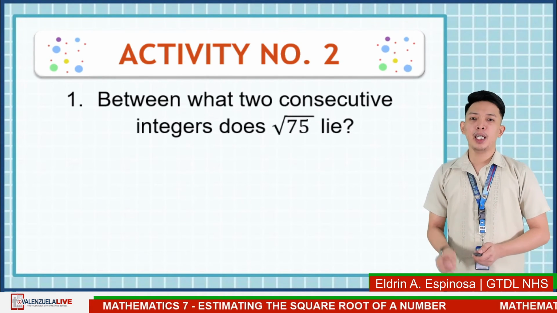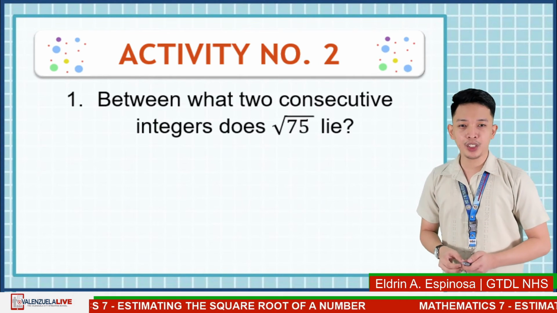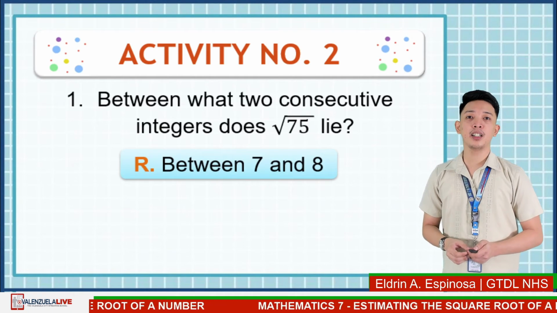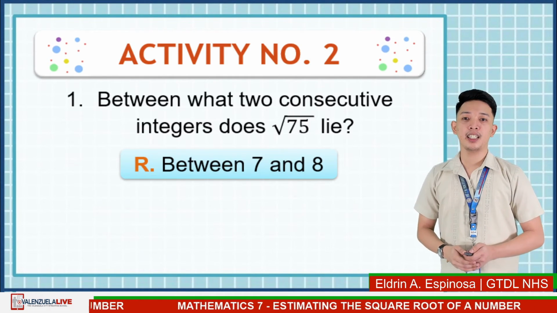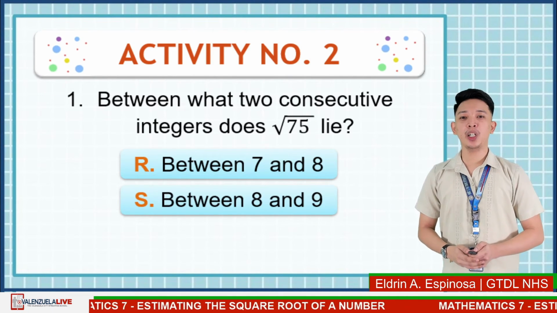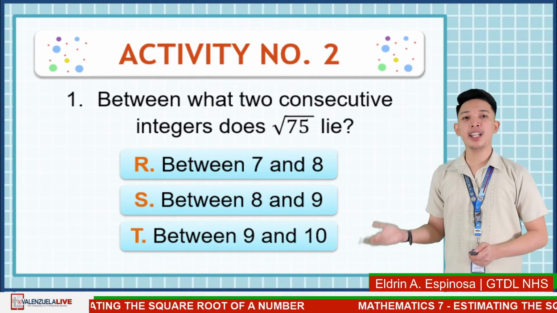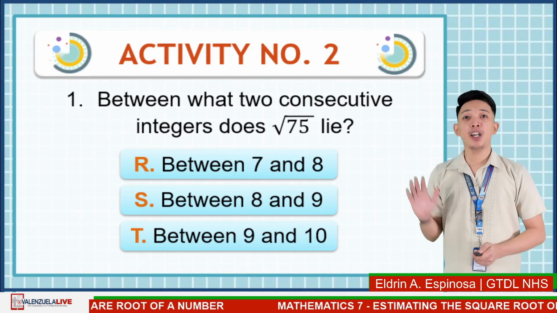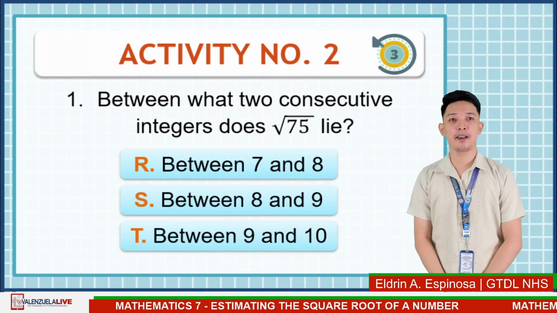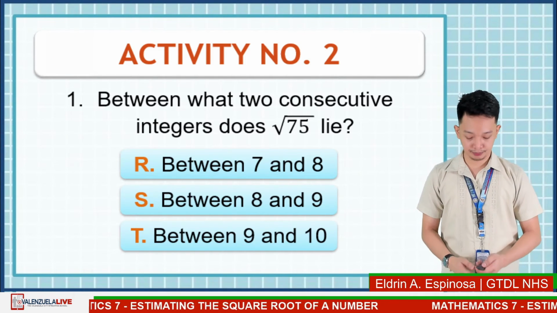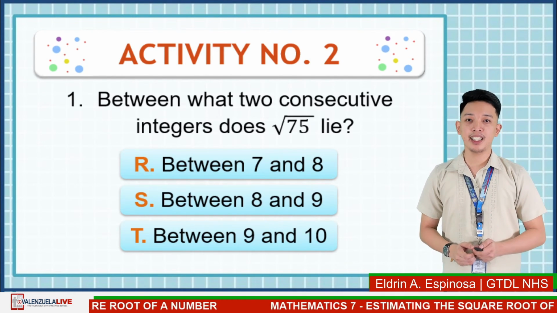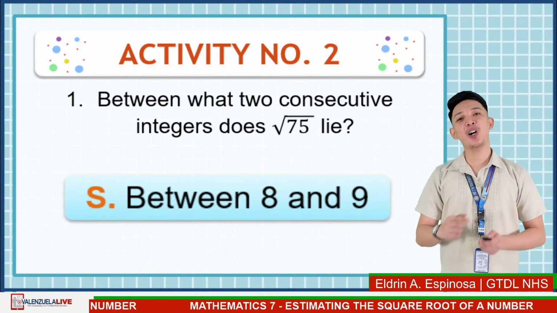Number 1. Between what two consecutive integers does the square root of 75 lie? Is it letter R, between 7 and 8? Is it letter S, between 8 and 9? Or is it letter T, between 9 and 10? 5 seconds. Go! If your answer is letter S, then you are correct.